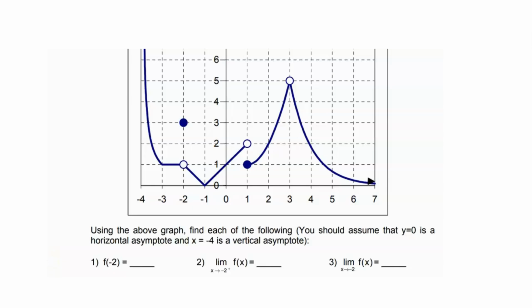Using the above graph, find each of the following. You should assume that y equals 0 is a horizontal asymptote and x equals -4 is a vertical asymptote. Okay, so the first problem we have is f of -2.